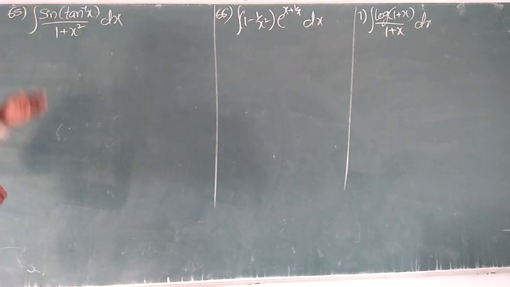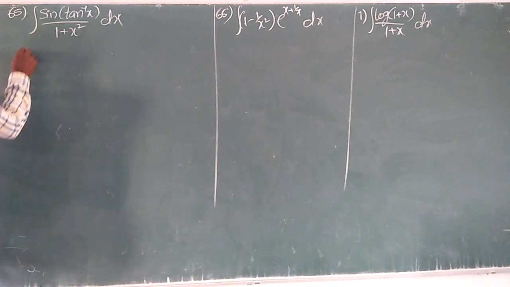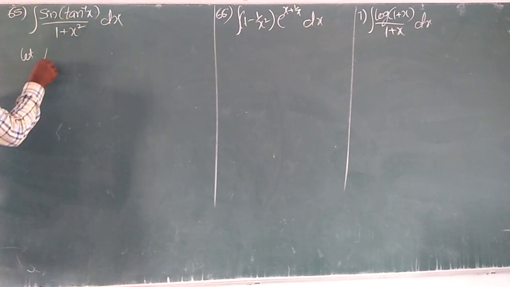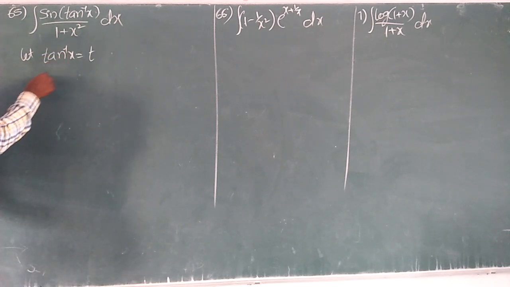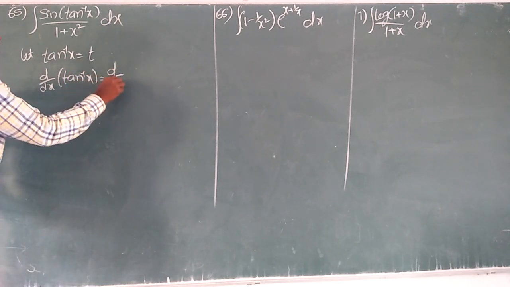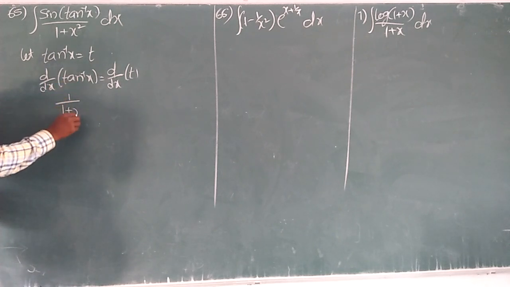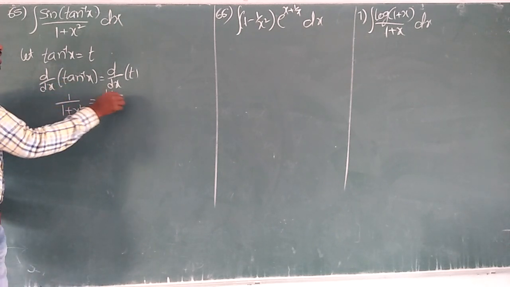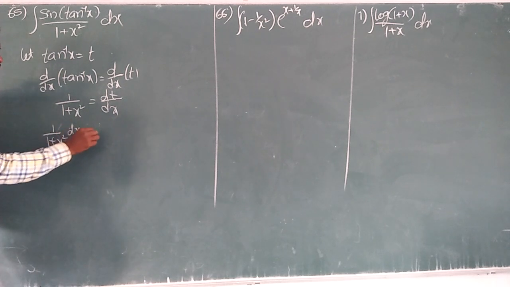So the 65th one: integration of sin of tan inverse x by 1 plus x squared dx. Here also, let us assume that tan inverse x is equal to some t. By differentiating on both sides with respect to x, we get d by dx of tan inverse x is equal to d by dx of t. What is the derivative of tan inverse x? 1 by 1 plus x squared is equal to dt by dx. Bring dx to the left side, so it becomes 1 by 1 plus x squared into dx is equal to dt.